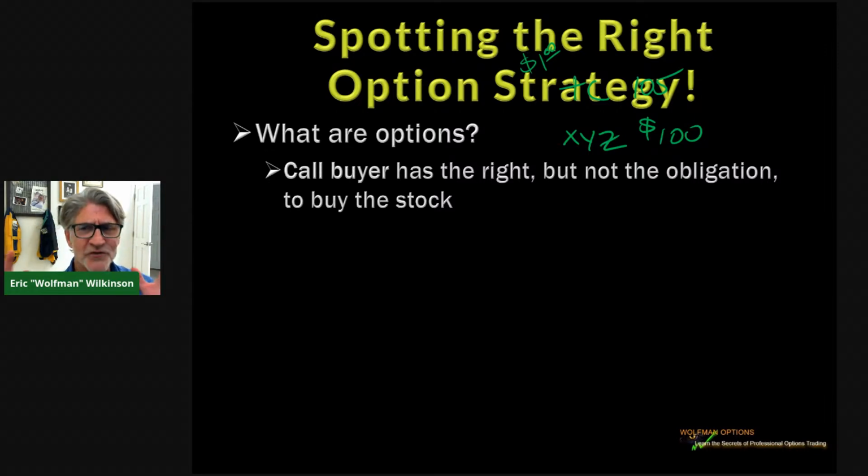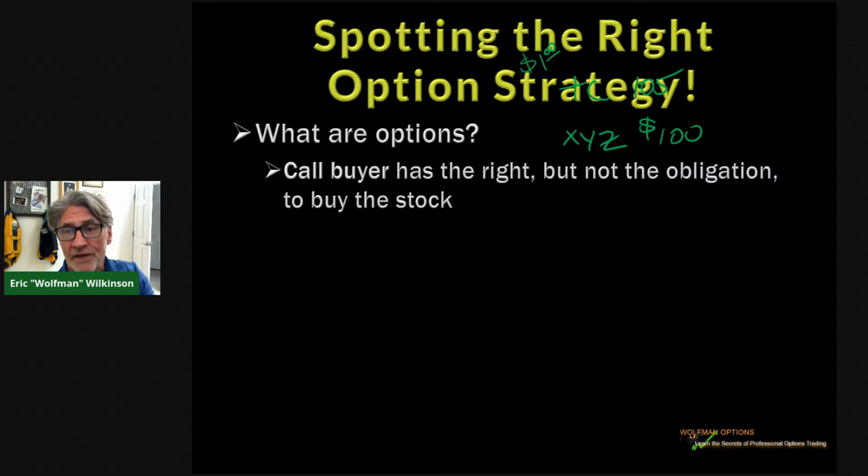Do I want to exercise my right to buy XYZ at 105, when in fact, right now it's trading 100? No, nobody would do that. Why? Because I can go out there and buy it at 100 right now and not pay 105. Even if I paid $1 for that 105 strike, it's still saving me money to forget about that call and buy the underlying outright, okay?